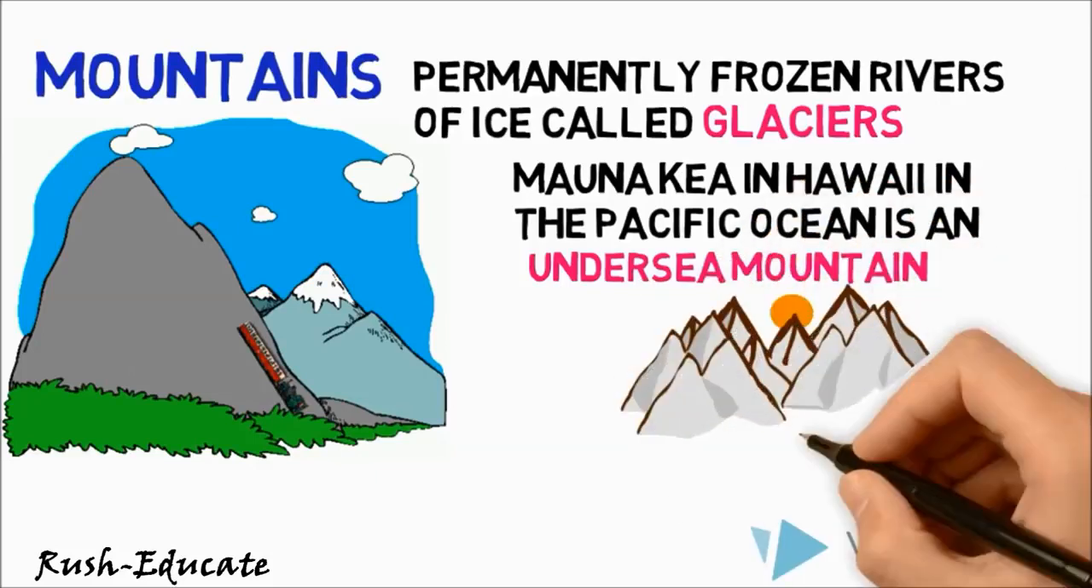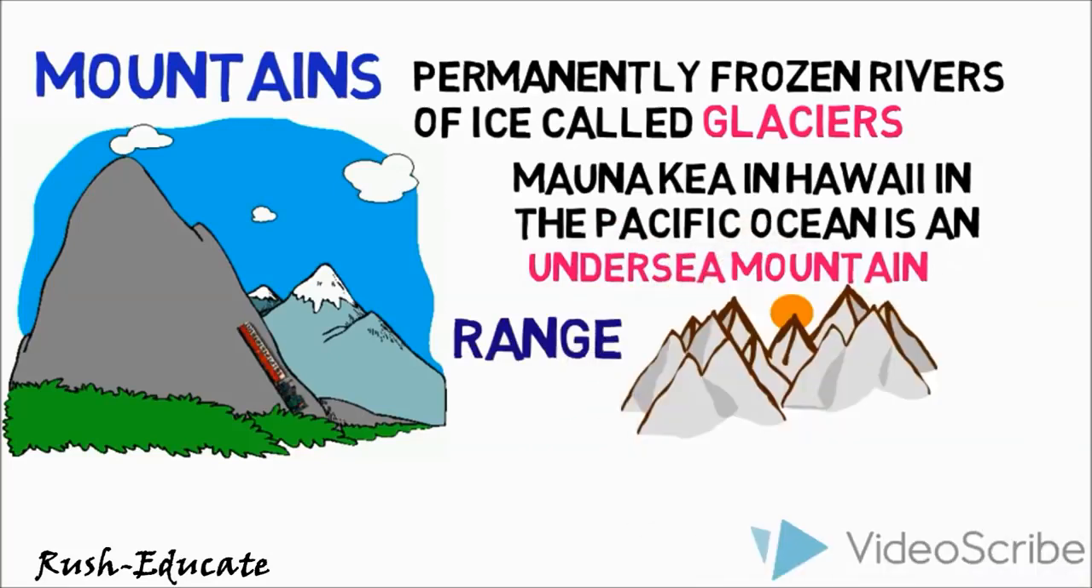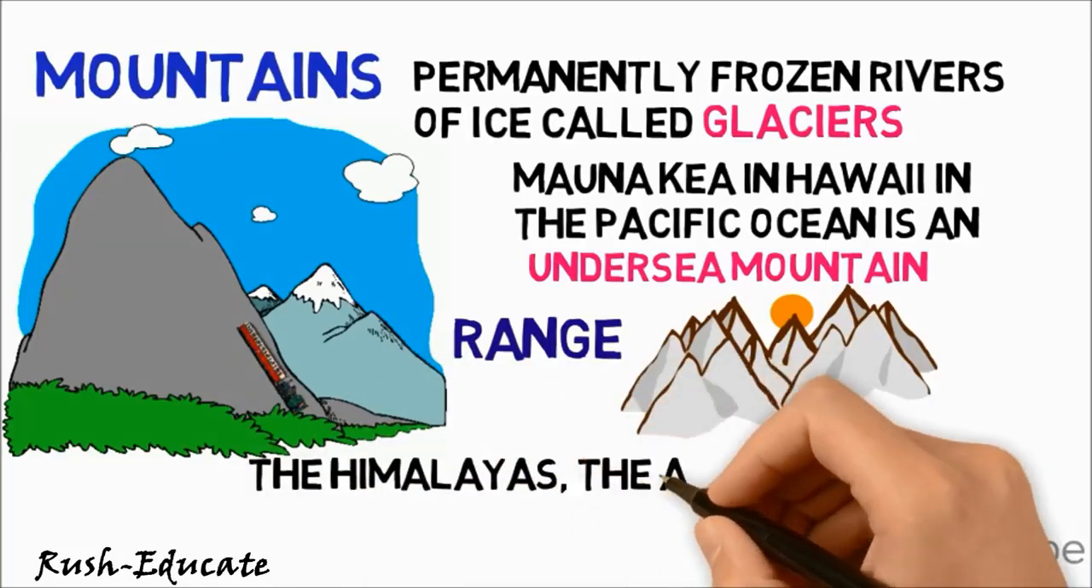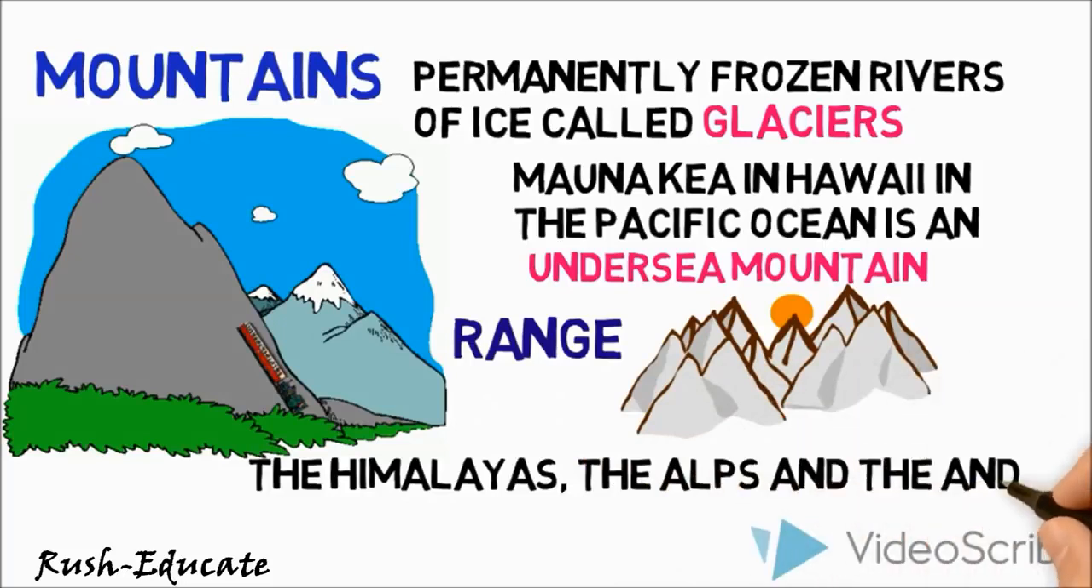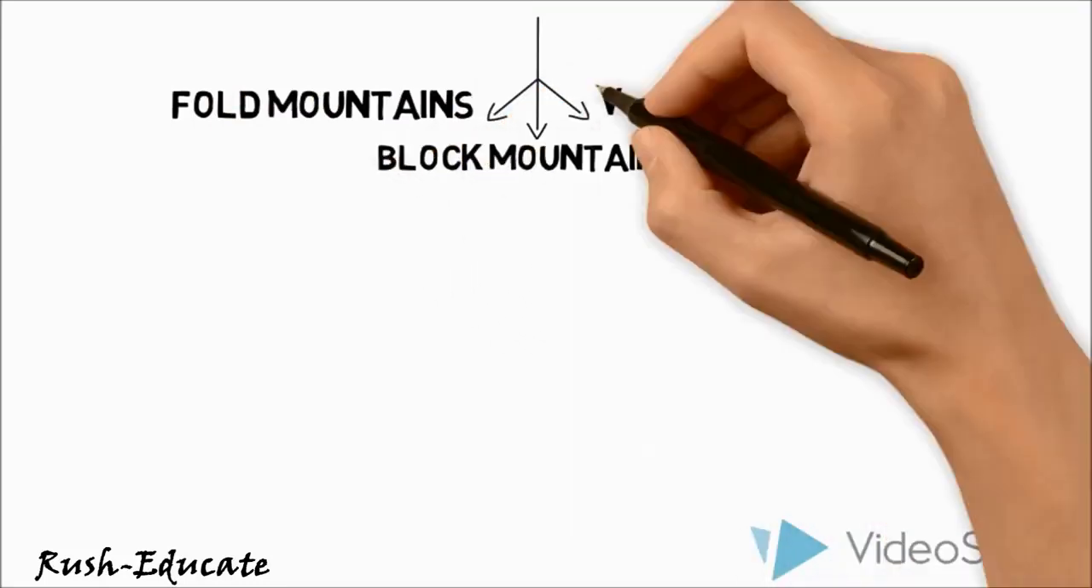Mountains may be arranged in a line known as a range. Many mountain systems consist of a series of parallel ranges extending over hundreds of kilometers. The Himalayas, the Alps and the Andes are mountain ranges of Asia, Europe, and South America, respectively. There are three types of mountains: fold, block, and the volcanic mountains.